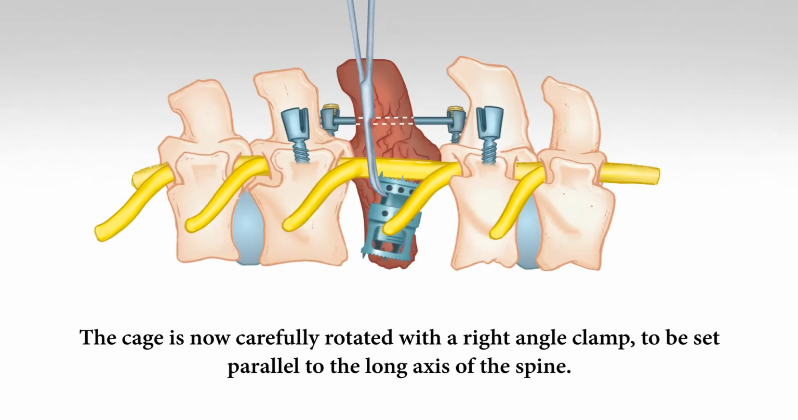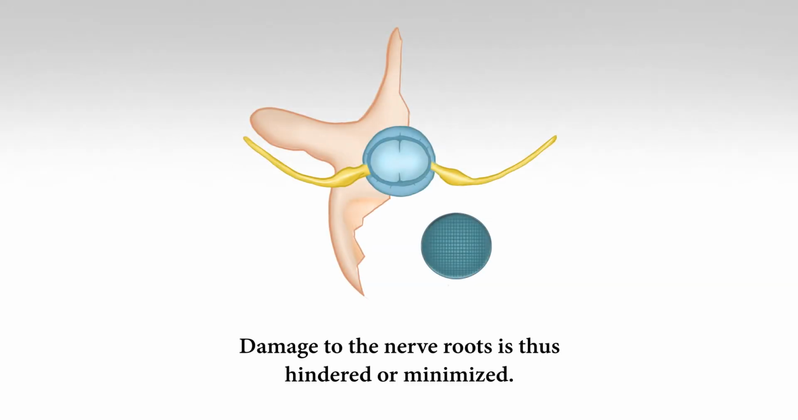The cage is now carefully rotated with a right angle clamp to be set parallel to the long axis of the spine. Damage to the nerve roots is thus hindered or minimized.